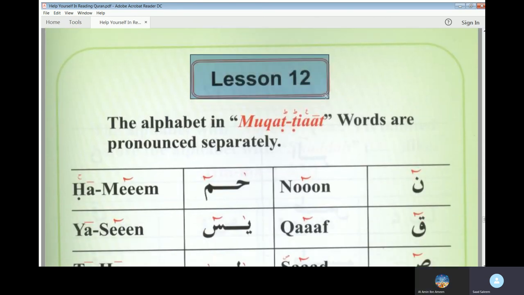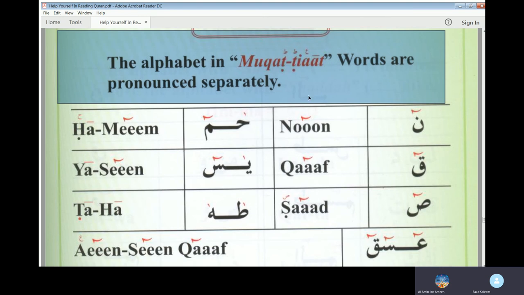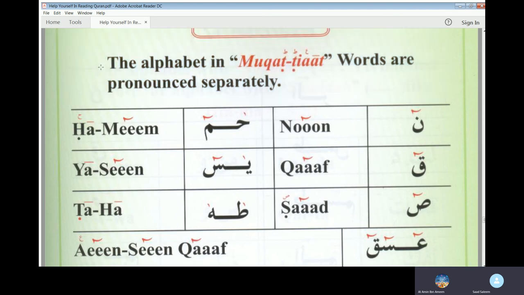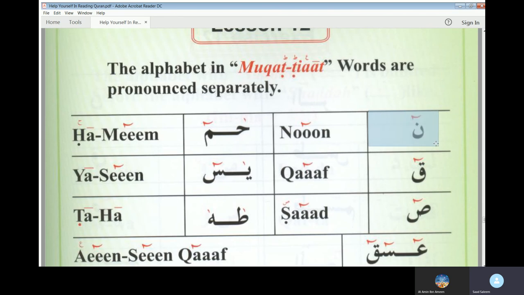And lesson number 12, you learn about huroof muqatta'at. These letters are pronounced separately. So all the letters written on this page are known as huroof muqatta'at, and these are pronounced separately.